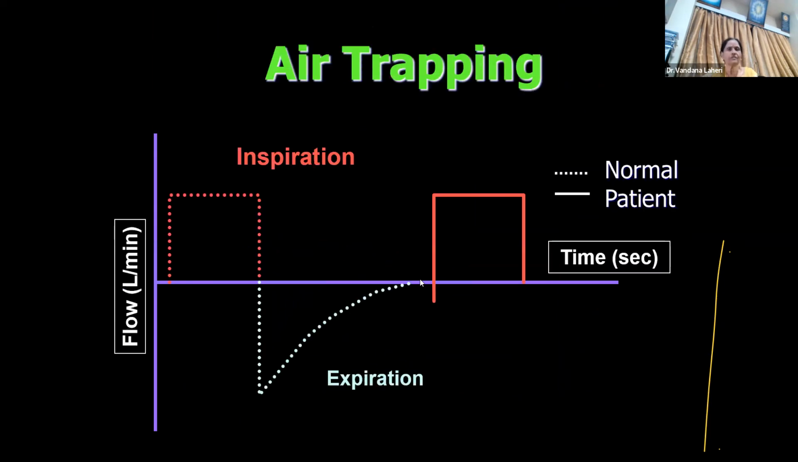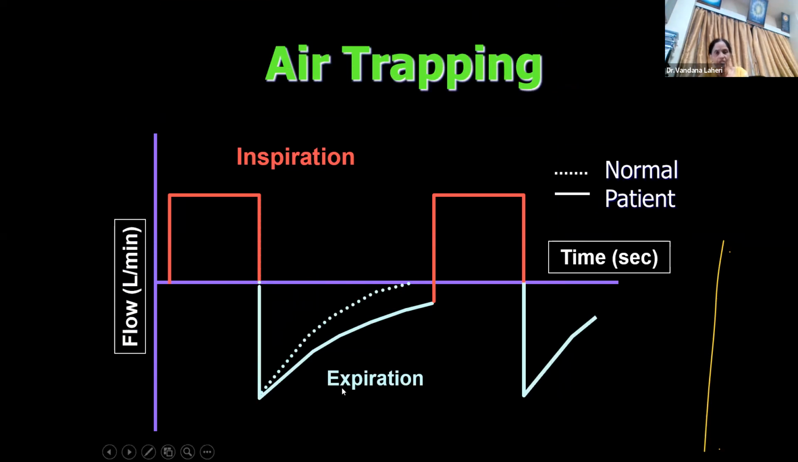This is air trapping. This is the normal graph, and this is air trapping. Can you see the flow? Expiratory flow does not reach the zero baseline. So this much is air trapping. If you see a pressure graphic, this will appear as auto PEEP. That means you will see some PEEP despite you're not giving PEEP. That means there is air trapping going on.